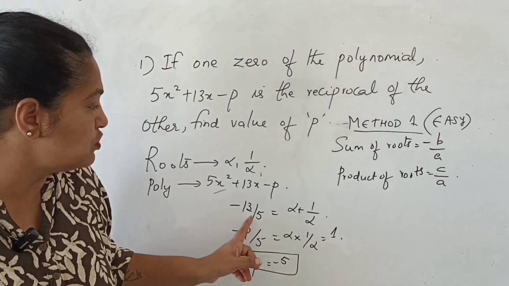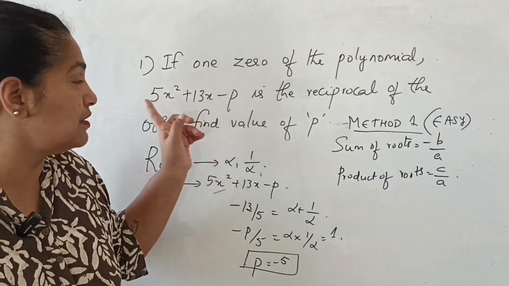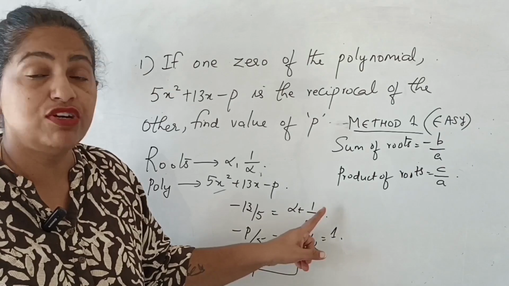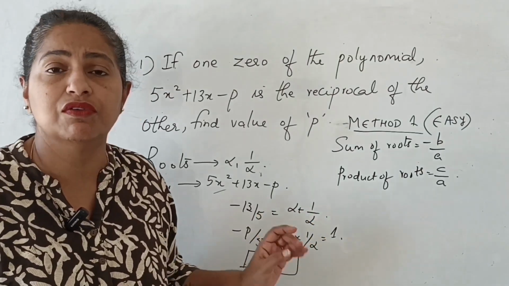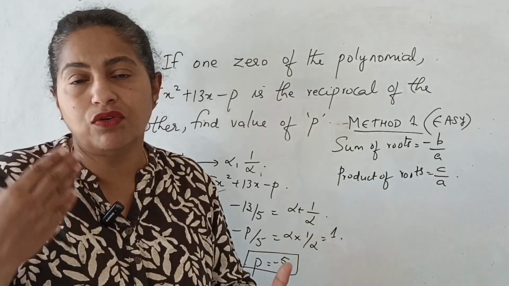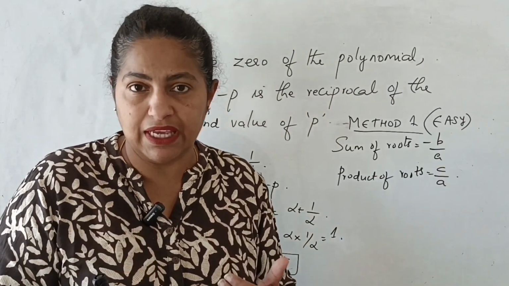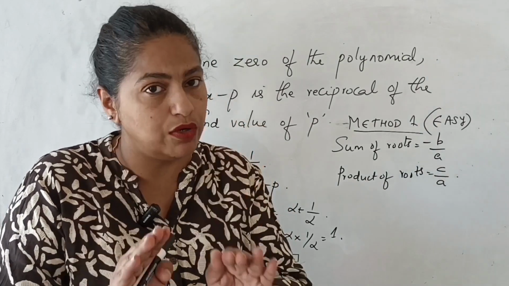You know that the sum of the roots, −b/a, will become −13/5. The roots are alpha and 1/alpha. So alpha + 1/alpha is −13/5. Now you know that I don't need to find out alpha and 1/alpha or their sum. I just need to find out p.